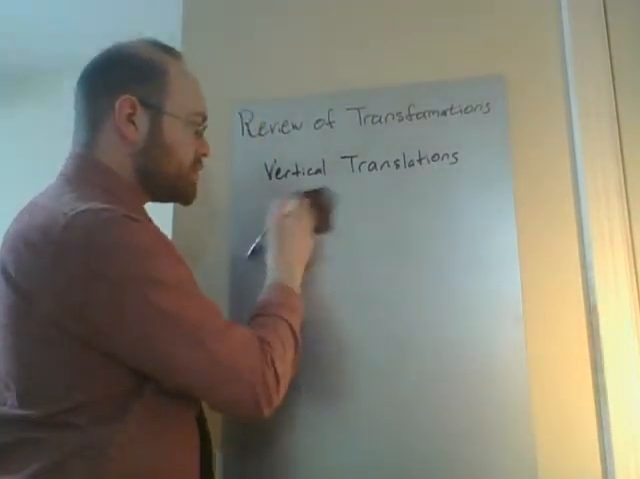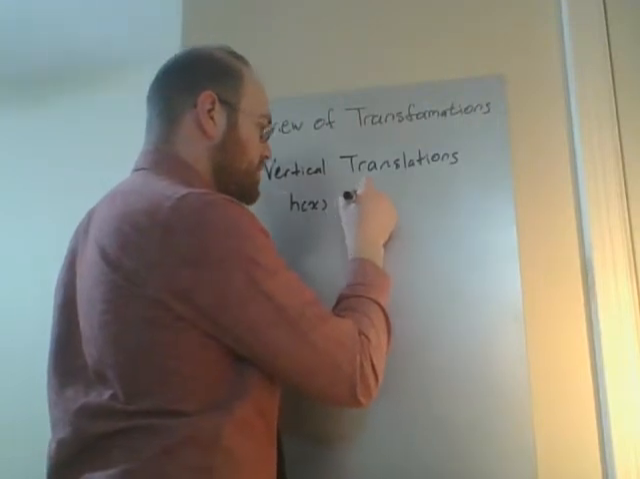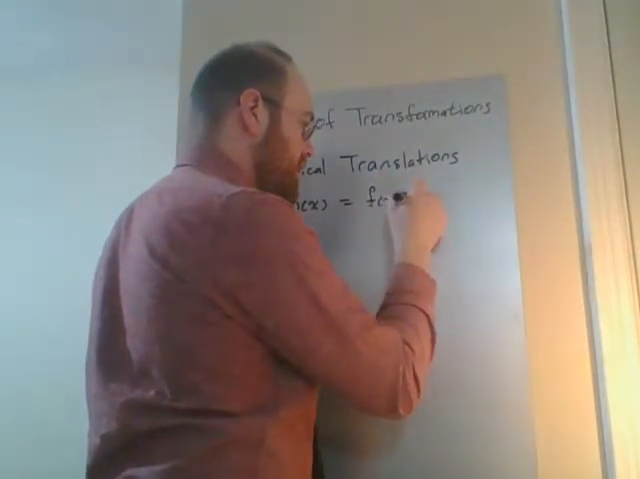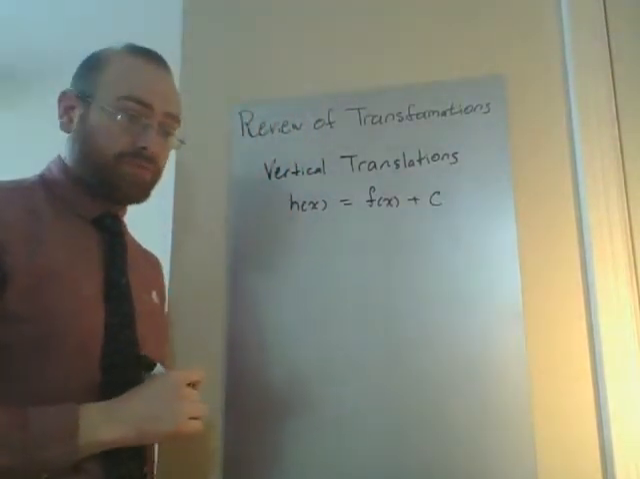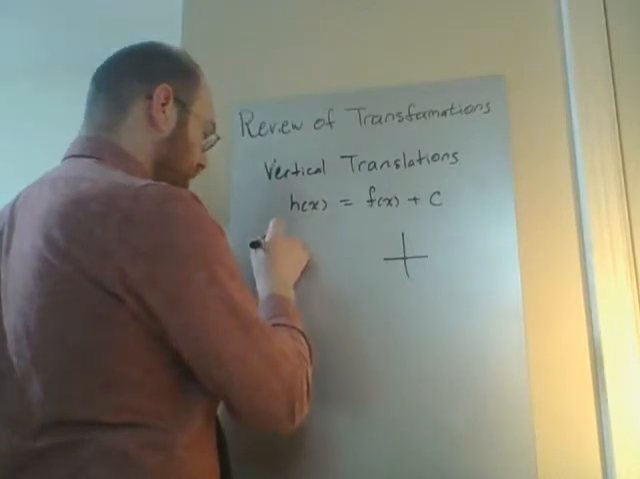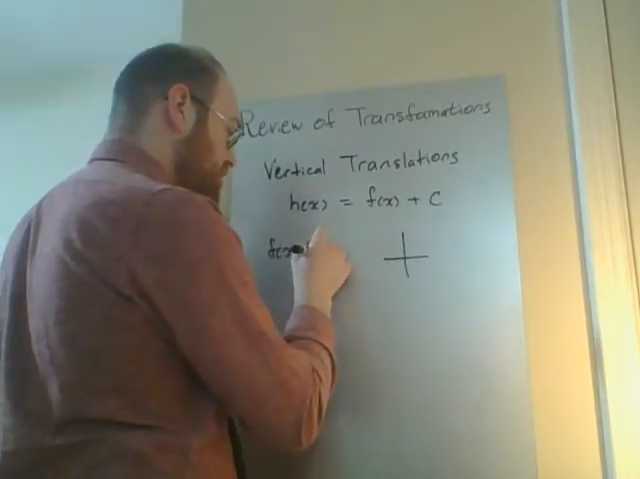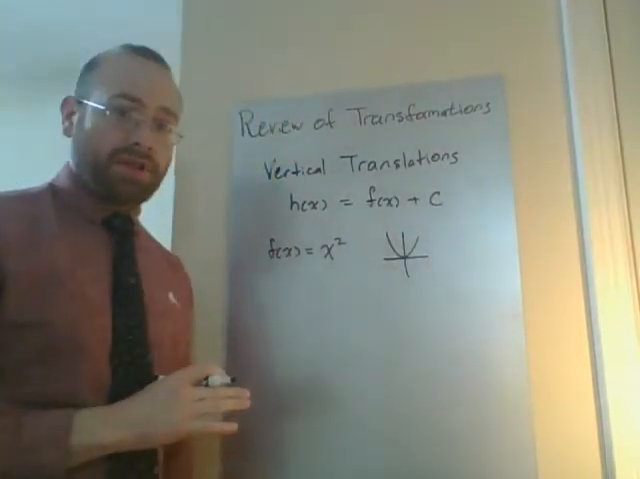So our new function is going to be called h, and our original function is going to be called f of x, and we are going to add a number on the outside. So let's say we have f of x, our parent function, is equal to x squared. Then we have a parabola.